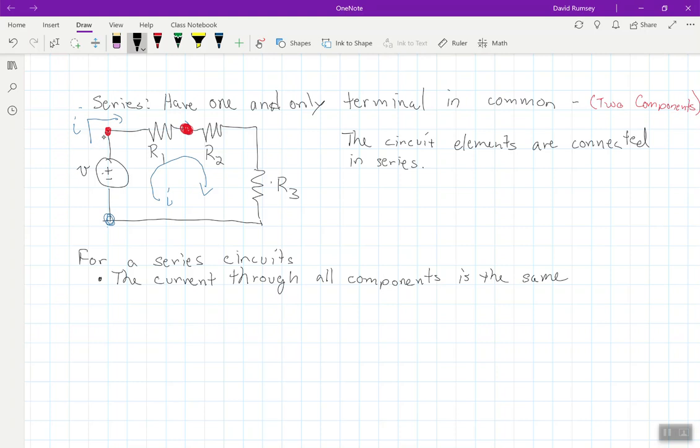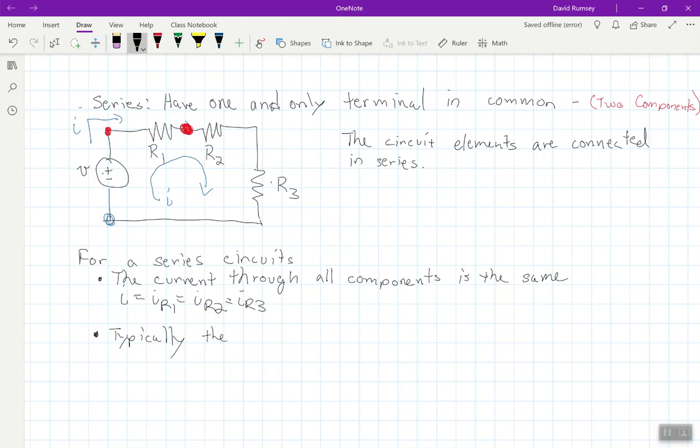So that means the current going through R1 is the same as the current going through R2, which is the same as the current going through R3, which is also the same as the current coming out of this voltage supply. So that's why I just labeled it as I. There's no need to say IR1 or IR2 or IR3 because they're all equal to each other. And I'll just emphasize that I is equal to IR1, which is equal to IR2, which is equal to IR3.